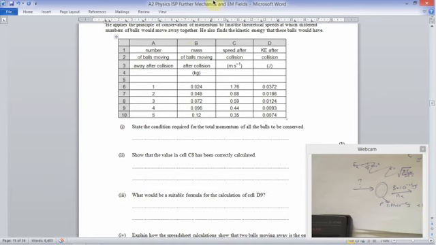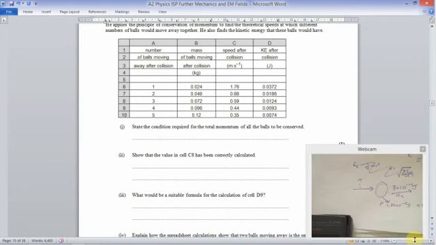And I won't read through the entire question with you guys as well, although remember that's something that you should definitely be doing. State the condition required for the total momentum of the balls to be conserved. So remember, total momentum is conserved means there's no external forces. In other words, the momentum isn't transferred to anywhere else. So no external forces is the idea.